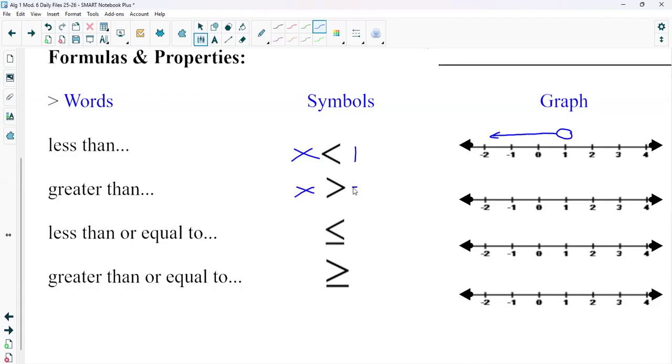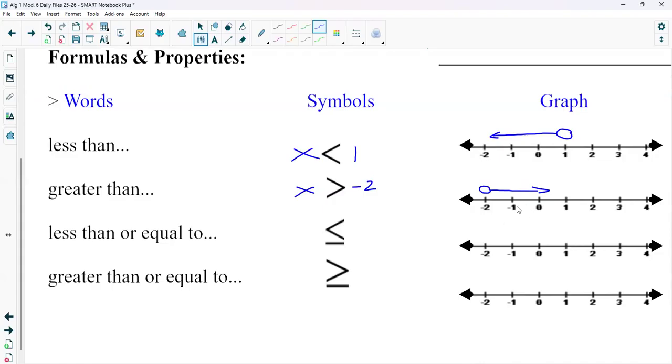If we have greater than -2, again, an open circle because we're not actually including -2, but we're going to talk about everything next to it. And we are going to the right, because greater than is going to be the right side of the inequality.